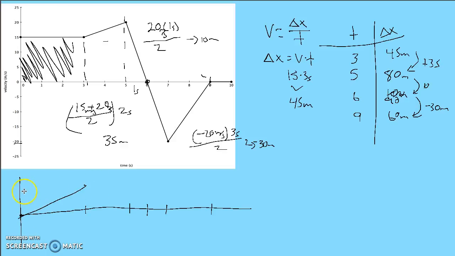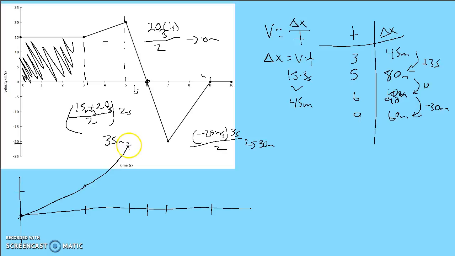Okay, and then what you're going to notice from there, the speed increases to 20, and we go 35 meters in those 2 seconds. Okay, so additional 35 meters. And so what happens is this line actually going to curve. Why is this line curving? Why is it getting steeper? It's getting steeper because the velocity is increasing, so it's going faster.